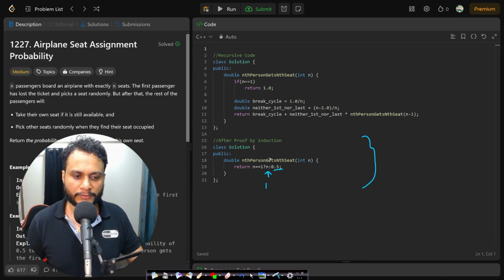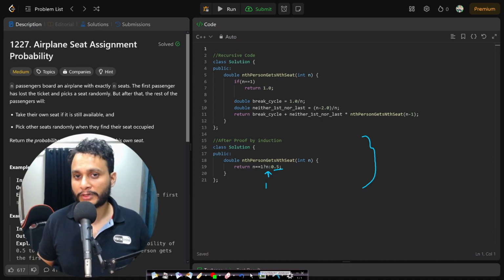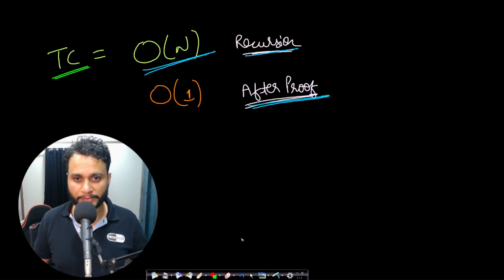I think this problem was not very intuitive, and that's why we took a lot of time explaining it. I hope you were able to understand it.